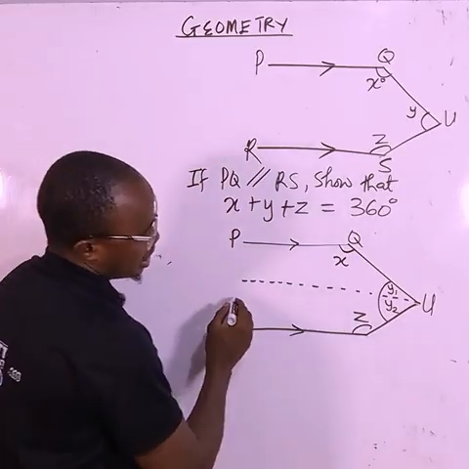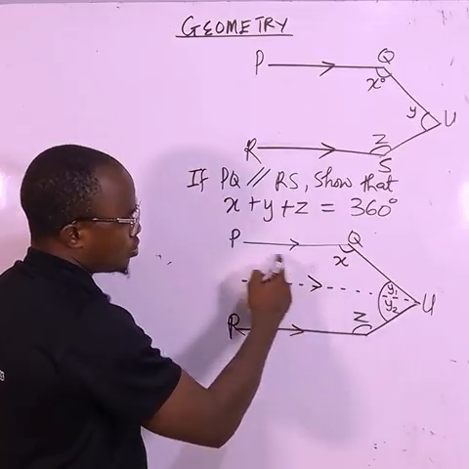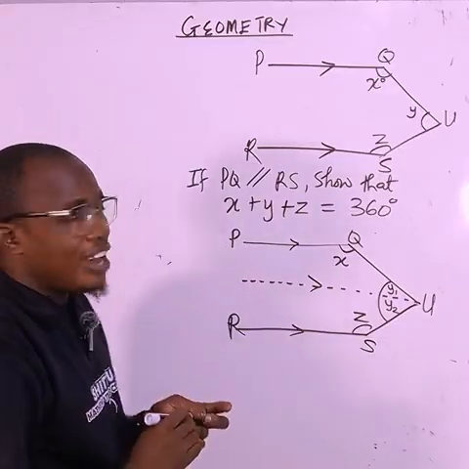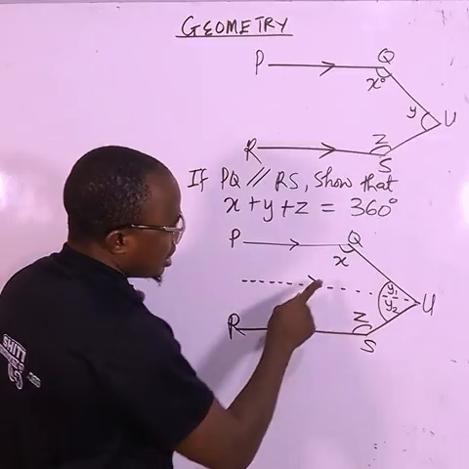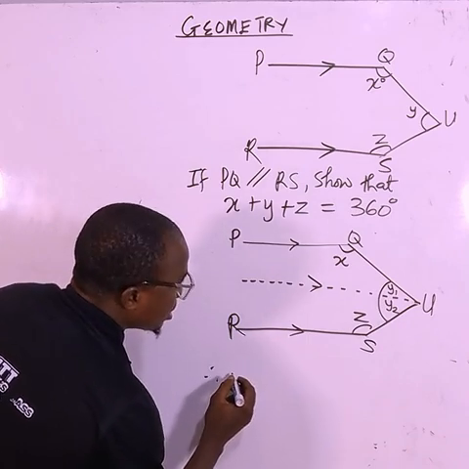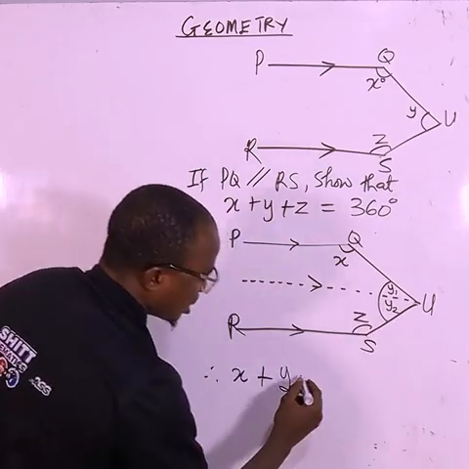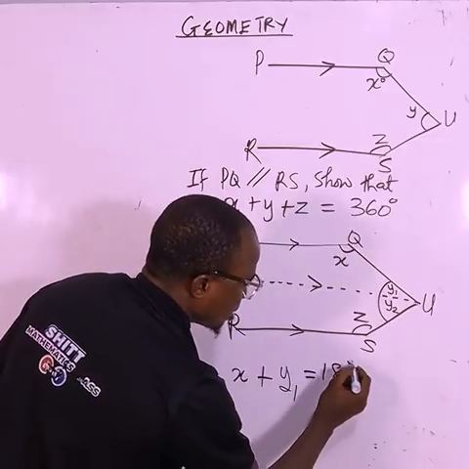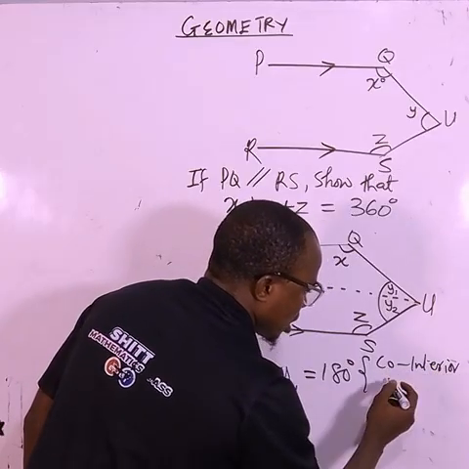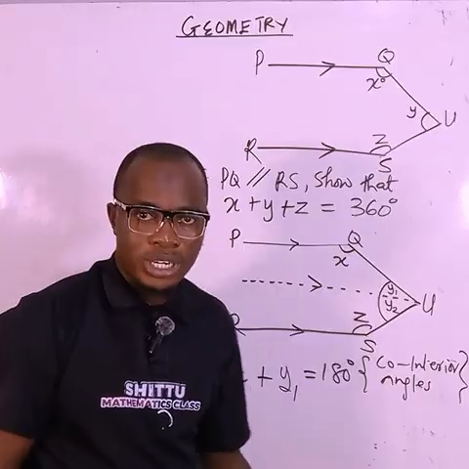Now, when you look at this line here, the line in the middle is also parallel to PQ and RS. So for that, it's telling us that X and Y1 here, that is X plus Y1, will be equal to 180 degrees. The reason is that they are co-interior angles, and co-interior angles sum up to 180 degrees.